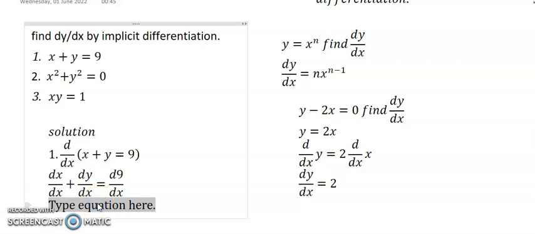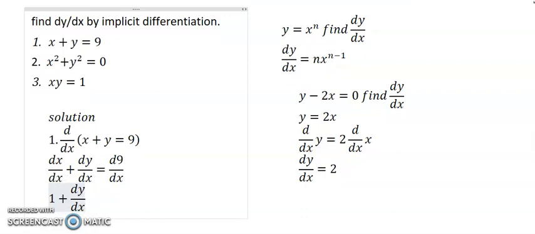Okay guys, dx over dx will give us 1, plus dy over dx will just give us dy over dx, equal to d9 over dx. Okay guys, the derivative of a constant is 0 because 9 is a constant, meaning that if we differentiate 9, it will give us 0.